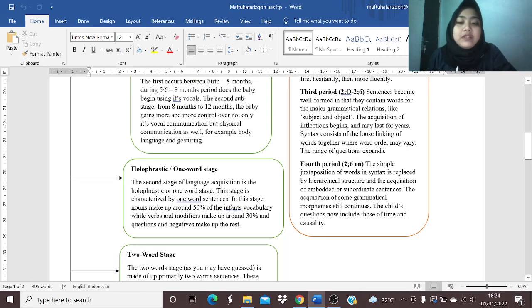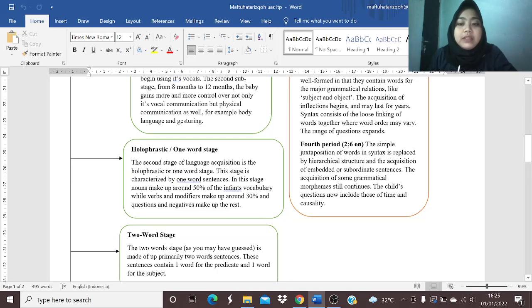And the last is the fourth period. The simple juxtaposition of words in syntax is replaced by hierarchical structure and the acquisition of embedded or subordinate sentences. The acquisition of some grammatical morphemes still continues. The child's questions now include those of time and causality.